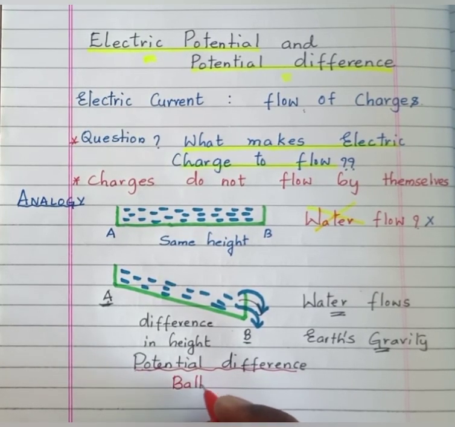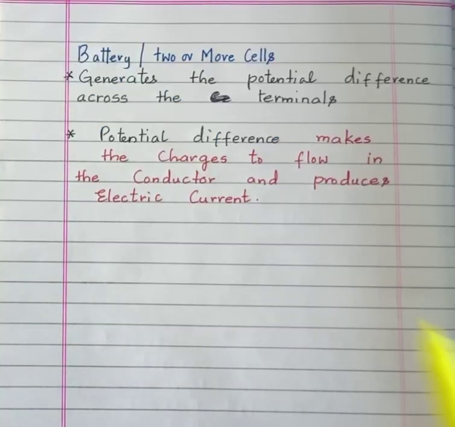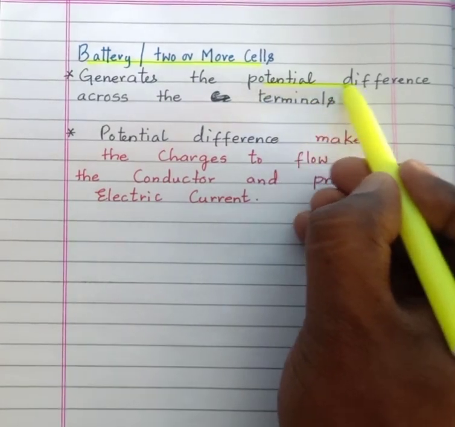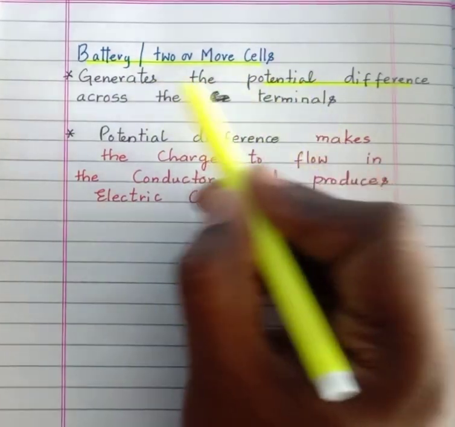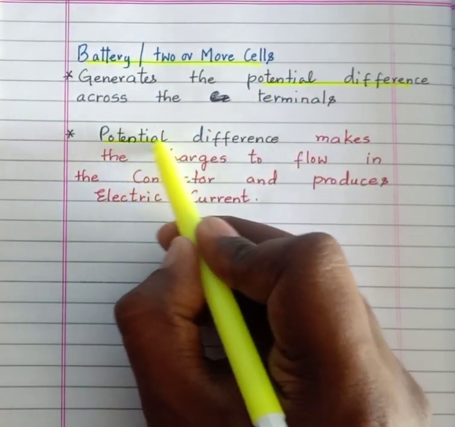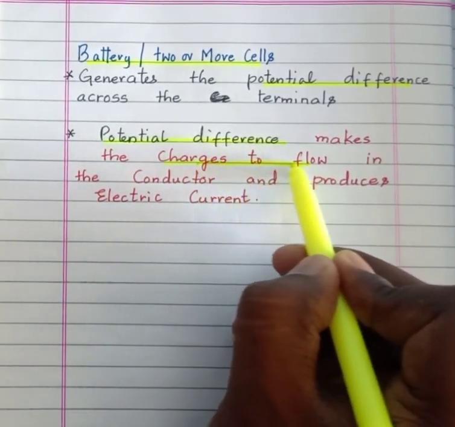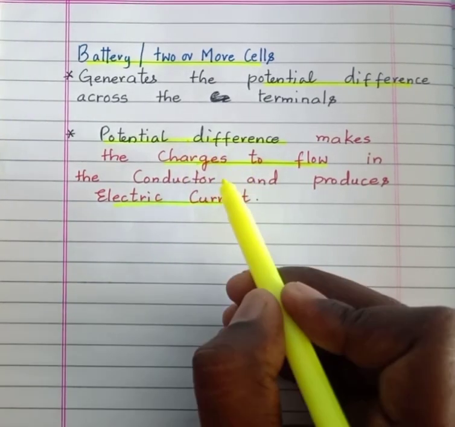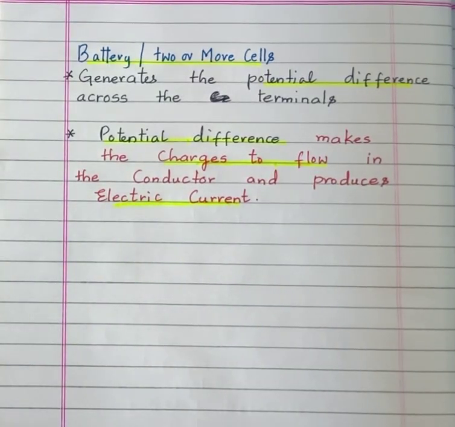Now we have understood, because of the potential difference between 2 points, the charges start flowing from higher potential to the lower potential. Now, battery or 2 or more cells generates the potential difference across the terminals in a conductor of electric circuit. Potential difference makes the charges flow in the conductor and produces electric current. Now, we got the answer for the question. Because of the potential difference, the electric charges flow in the conductor.